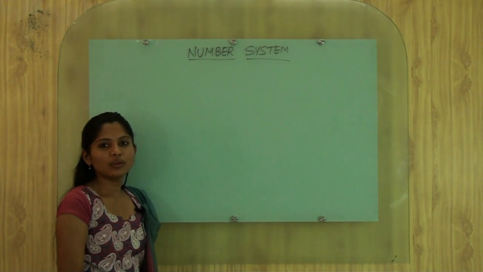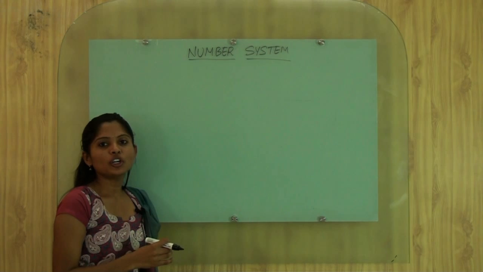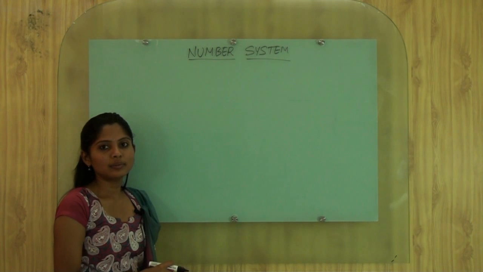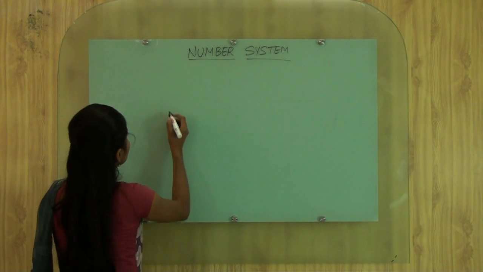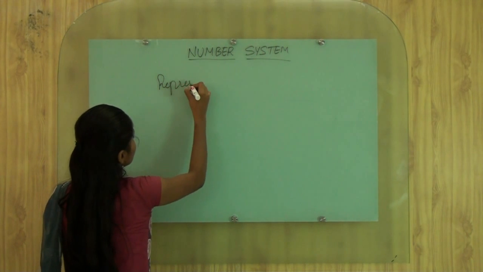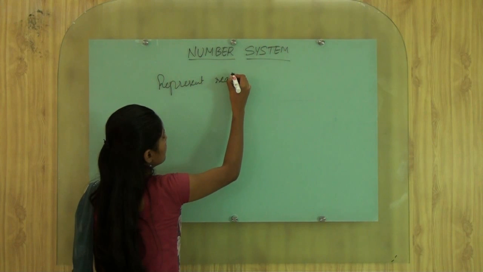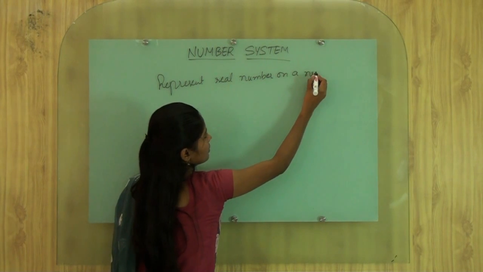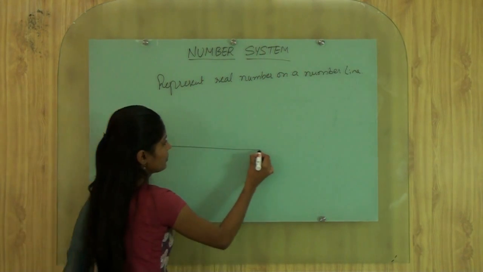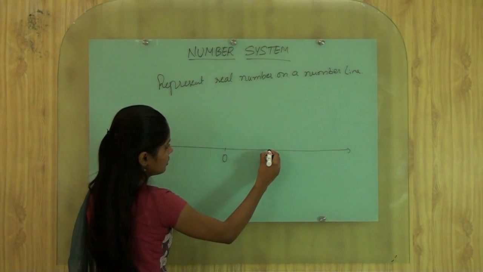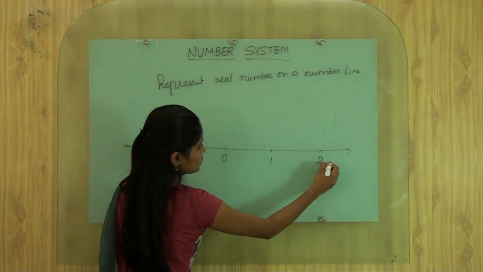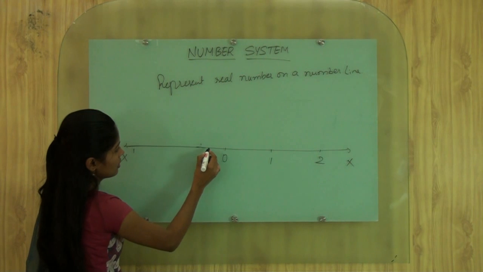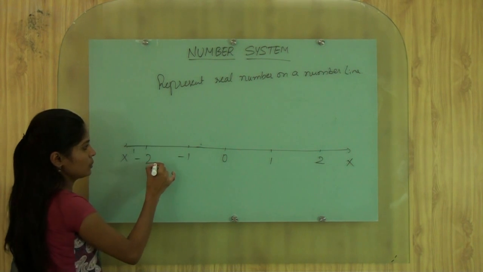Now we have seen what are numbers, what are real numbers. Represent real numbers on a number line. Consider a number line. 0, this is 1, this is 2. X dash, this is minus 1, this is minus 2.